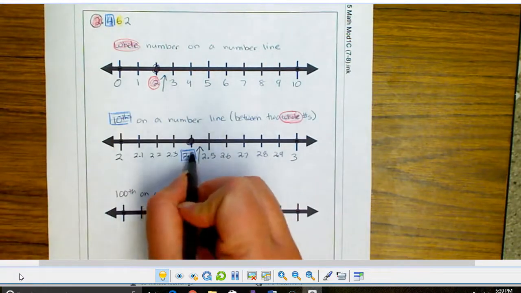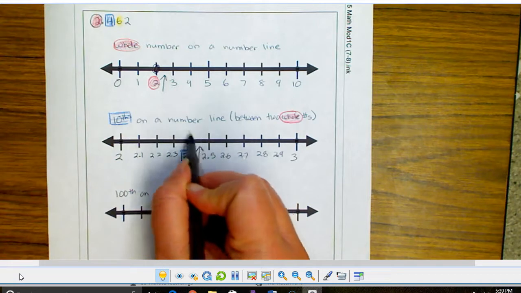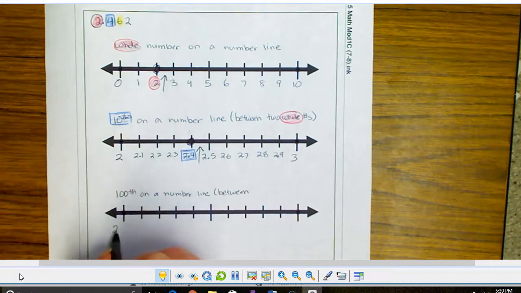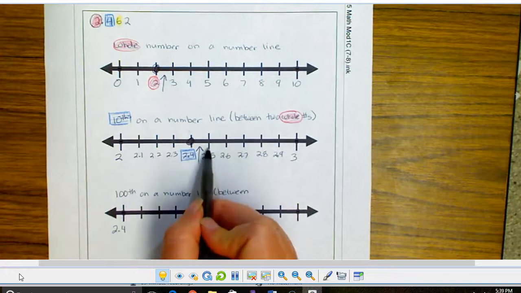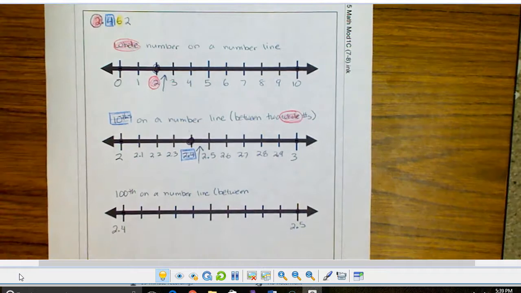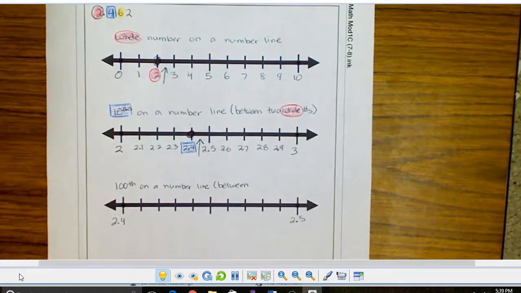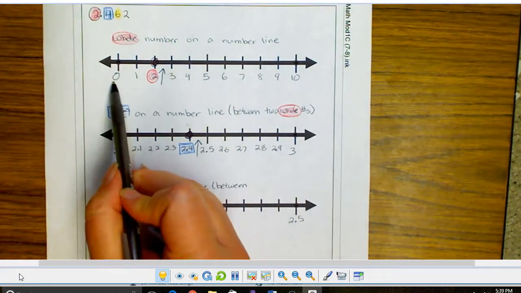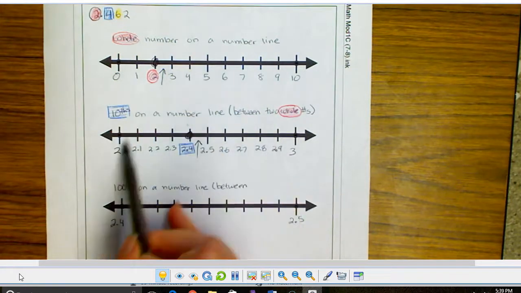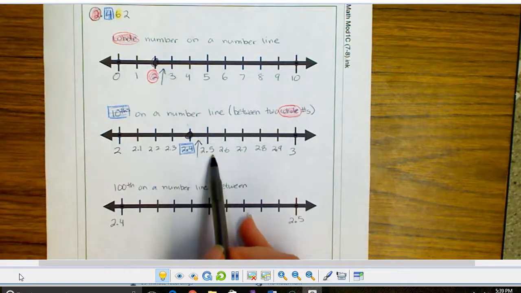So remember, these become our endpoints. We're zooming in on just this part of the number line. So the 2.4 comes over here as our endpoint, and this 2.5 comes over here as our other endpoint. Okay, let's find that midpoint. We're sensing a pattern here, right? Halfway between 0 and 10 was 5. Halfway between 2 and 3 was 2.5. So what we have in common is that 5.